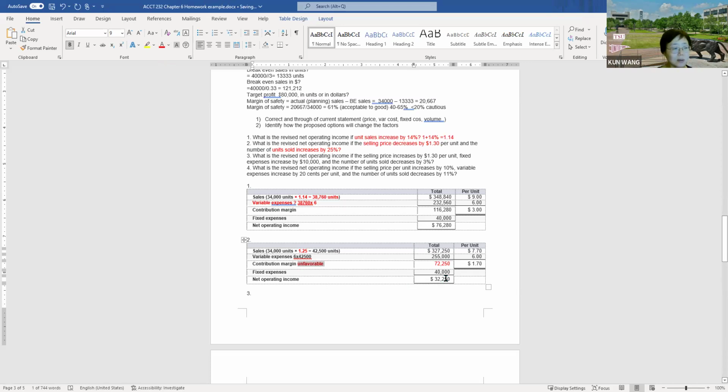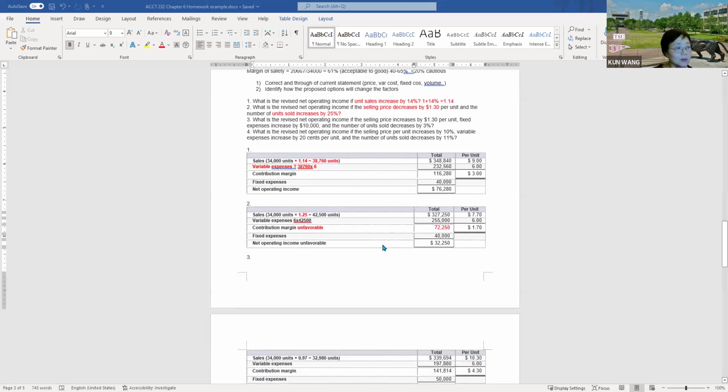And with the same fixed expense, we got lower net income. This is definitely unfavorable income compared to the current situation. So as managers, are you going to adopt it or not? That's your choice. And so for the number two factor change, so far I haven't touched upon the fixed expense yet.